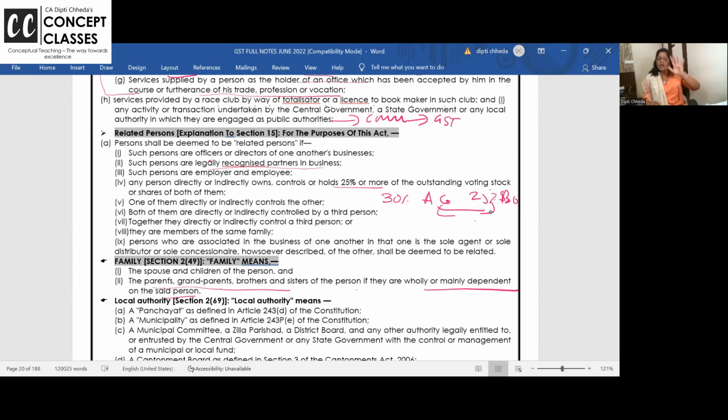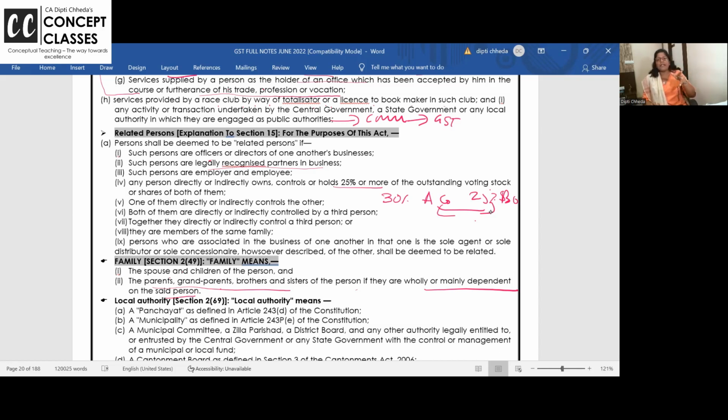Yeah, you should have an idea, because you all are going to do internships and work in the field, and GST is ongoing. As a teacher, I am also learning GST. As a student, you are also learning GST. Okay? Let's go. So one of them directly or indirectly controls the other.